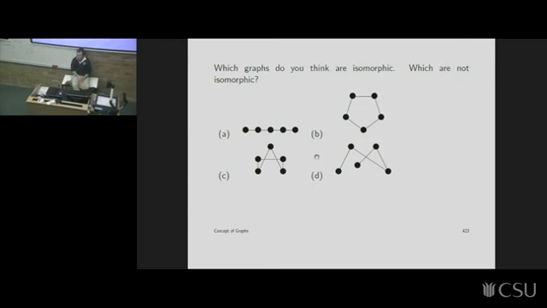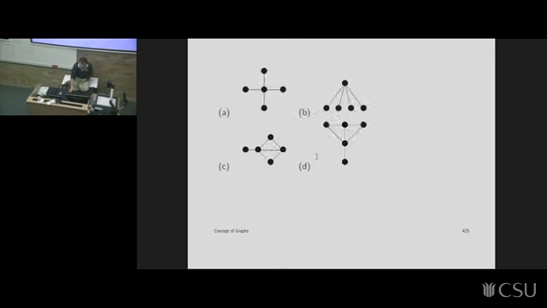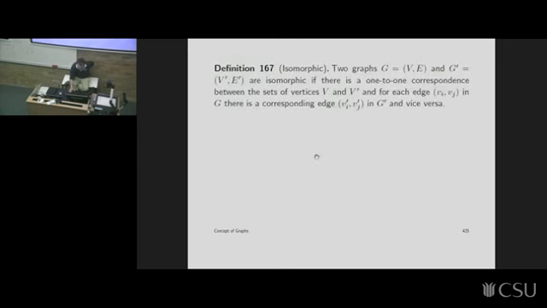Yeah. A and D are trees. Again, there's no cycles. B and C are not trees because there's definite cycles. That was the definition.